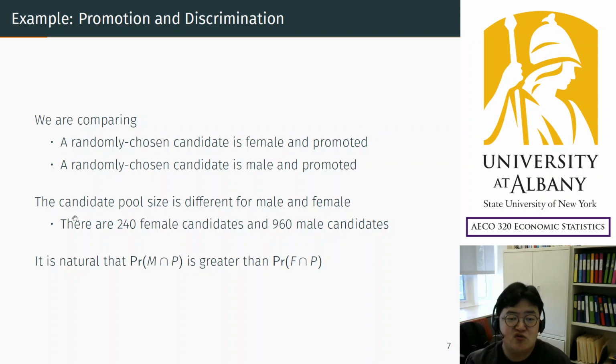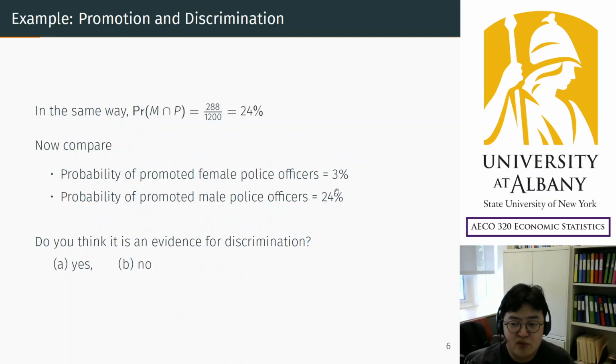However, as you can see, the candidate pool size is different for male and female. So if you randomly choose one police officer out of the whole population, we know that there are many more male police officers than female. So even though the probability is 8 times larger for male, this may not be due to the promotion decision, but may be due to the pool size difference across gender.